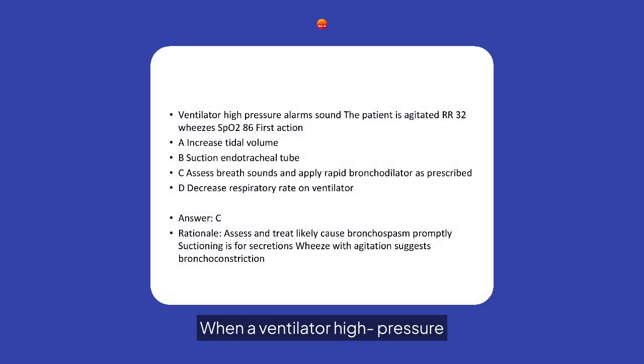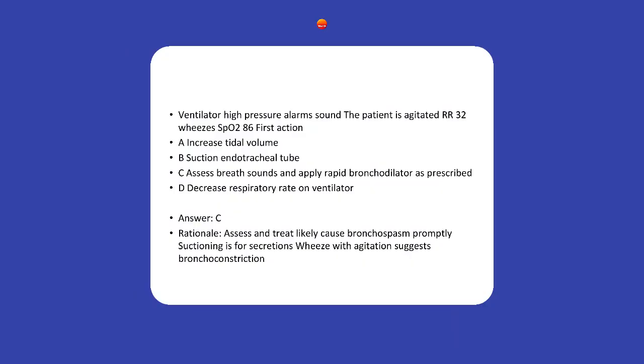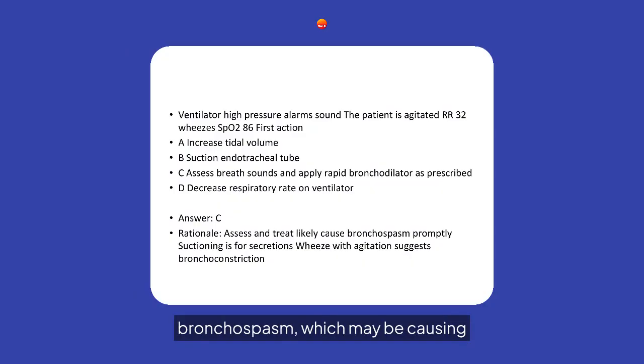When a ventilator high-pressure alarm sounds, assess breath sounds and apply a rapid bronchodilator. This approach addresses potential bronchospasm, which may be causing the alarm and patient agitation.